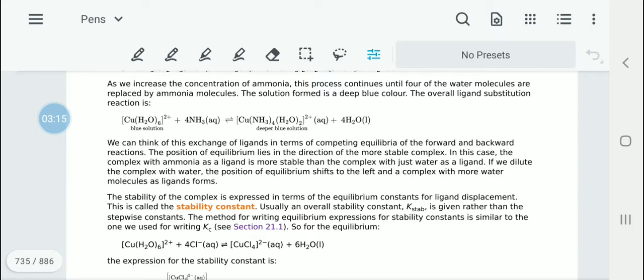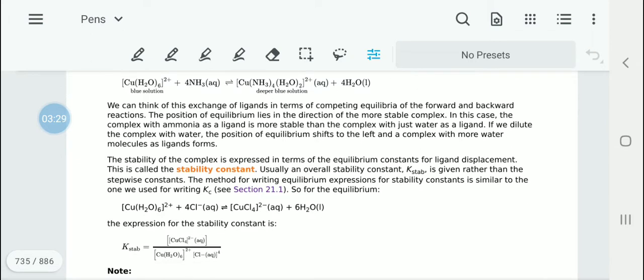to add more water molecules as ligands to the ion. That is because it opposes the changes that happen. So that is something that you need to understand.